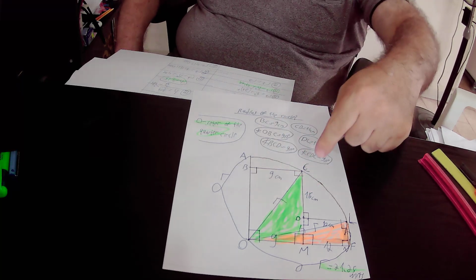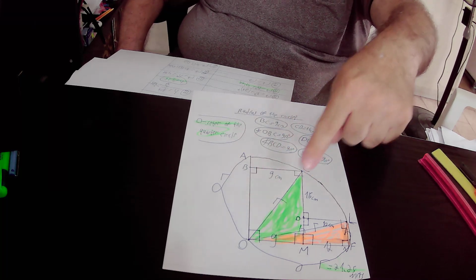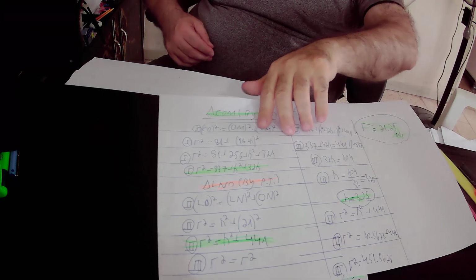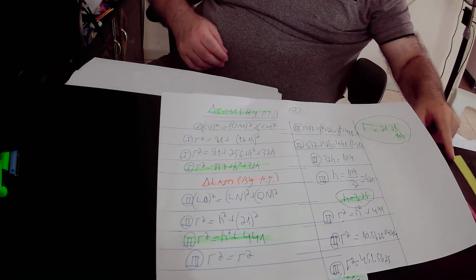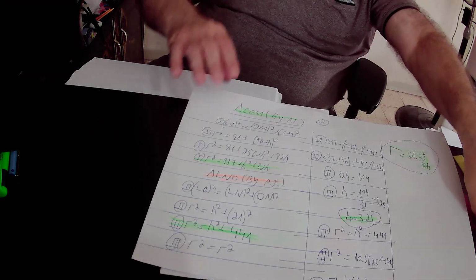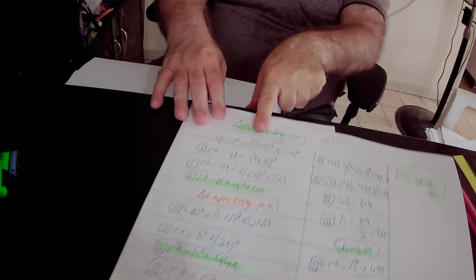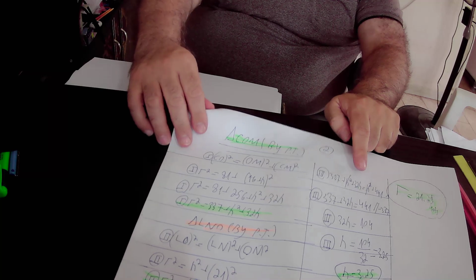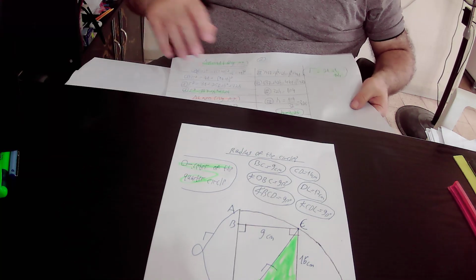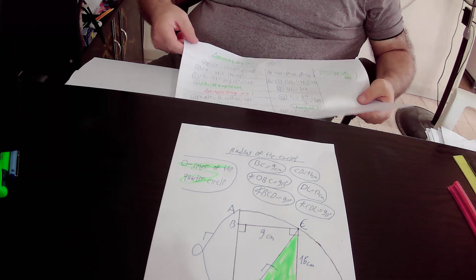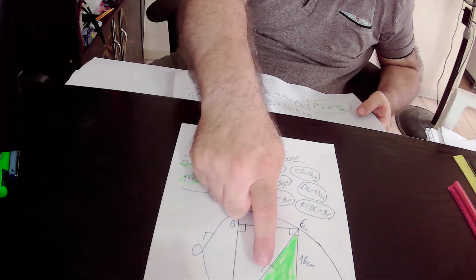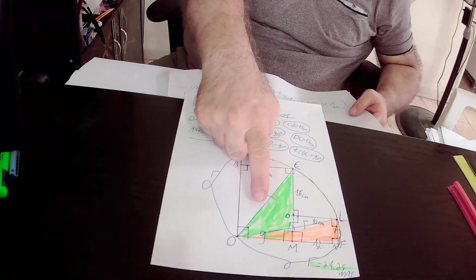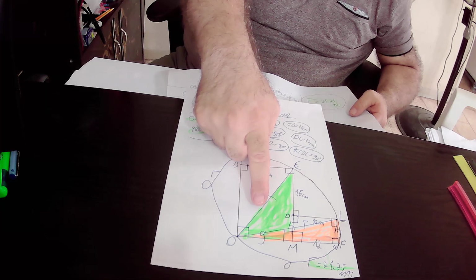According to the Pythagoras theorem, in triangle COM, CO square equals OM square plus CM square. CO equals R, therefore CO square is R square. OM equals 9, therefore OM square is 9 square, that is 81.